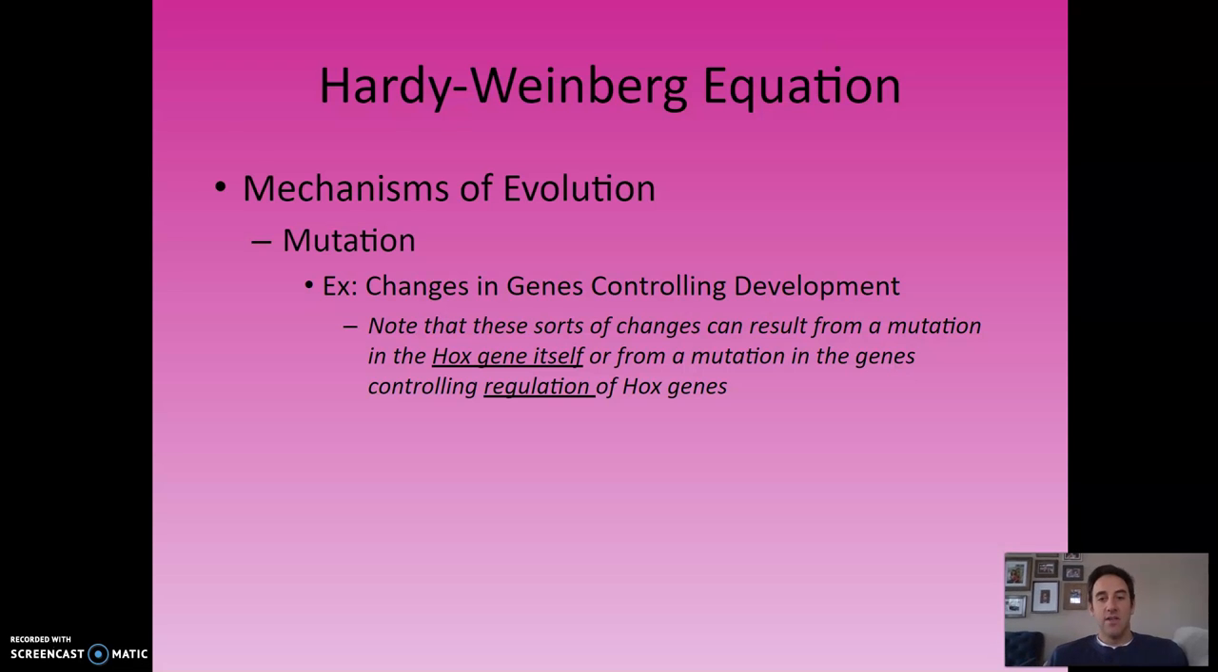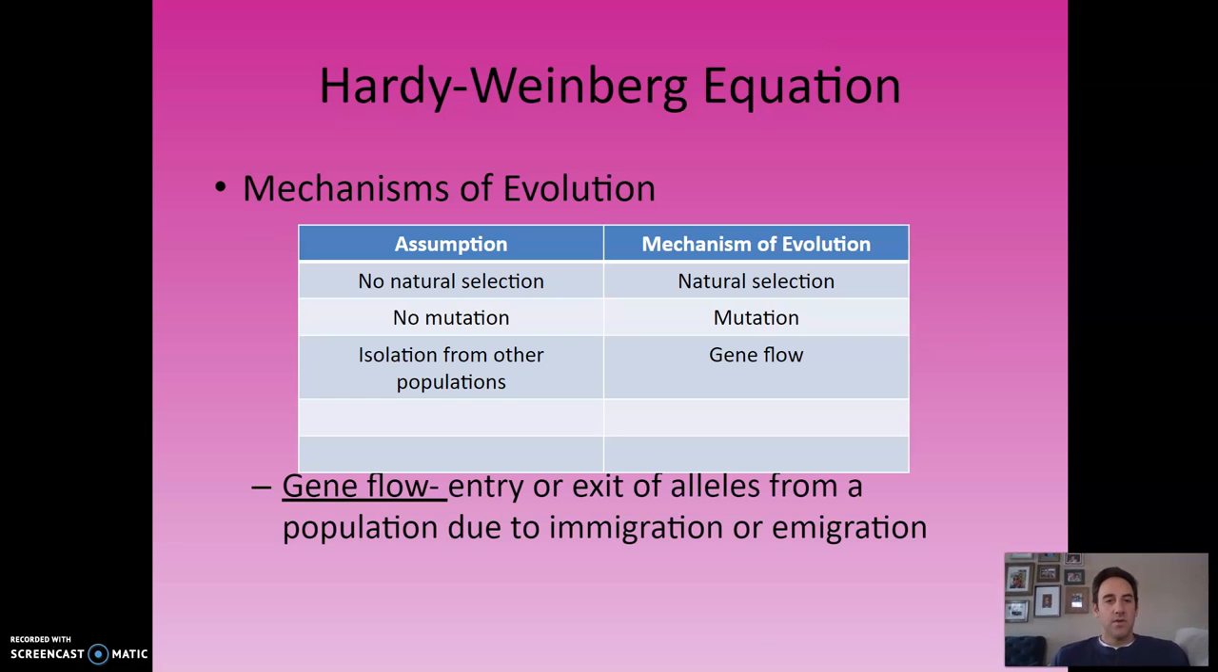So we can see lots of examples of this, and note that the changes can result from a mutation in the HOX gene itself, or from a mutation in the genes regulating those HOX genes. So remember, there's the genes that do stuff, and then the genes that regulate what is done. So you can see there's lots of examples of this.